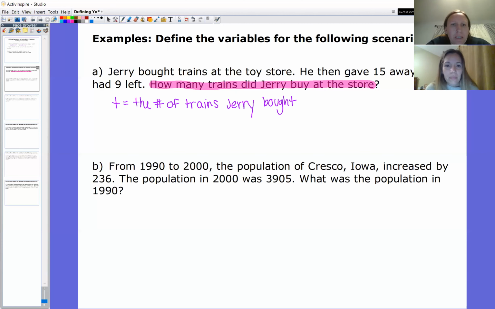Okay. For B, it says from 1990 to 2000, the population of Cresco, Iowa increased by 236. The population in 2000 was 3,905. What was the population in 1990? So once again, I'm looking to see what that question is asking me to find. And it says, what was the population in 1990? So I think a good variable to use in this case would be P. And I'm not just going to say P is population because I need to be more specific as to when we're talking about. We're going to say population in 1990.